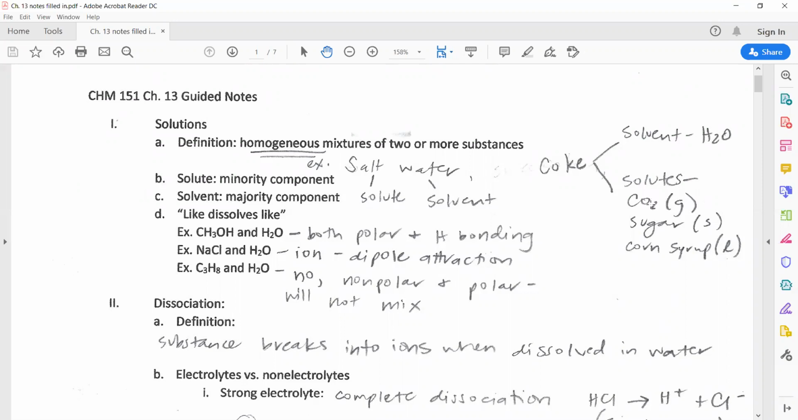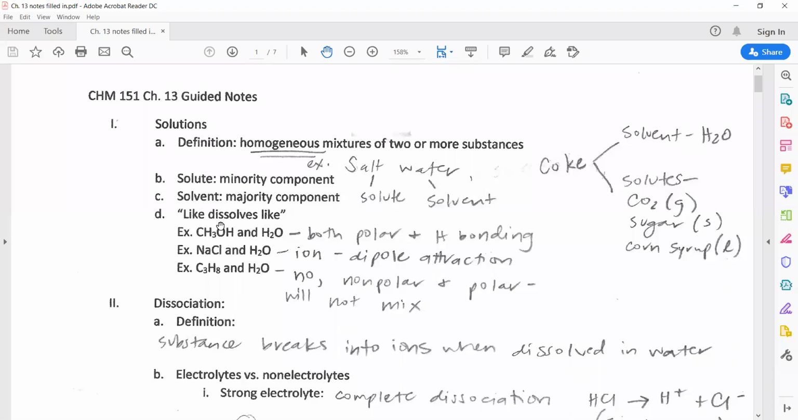Carbon dioxide would be a gaseous solute. Sugar, if it had normal sugar, would be a solid solute, or if it had the fructose corn syrup, that would be an example of a liquid solute. So you can tell there's multiple solutes here that are dissolved in water.